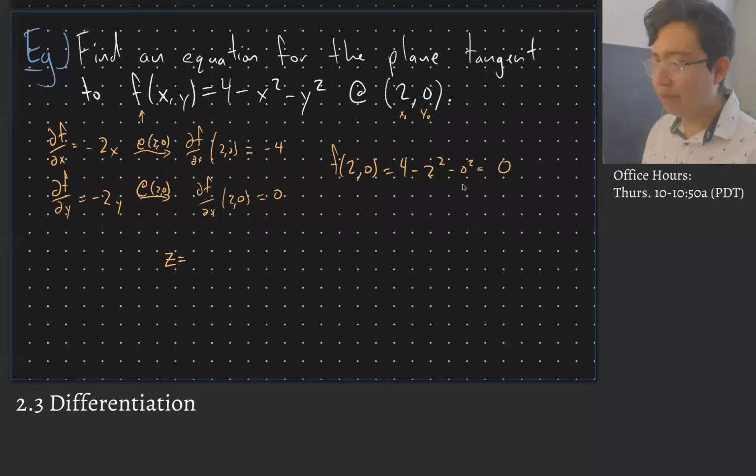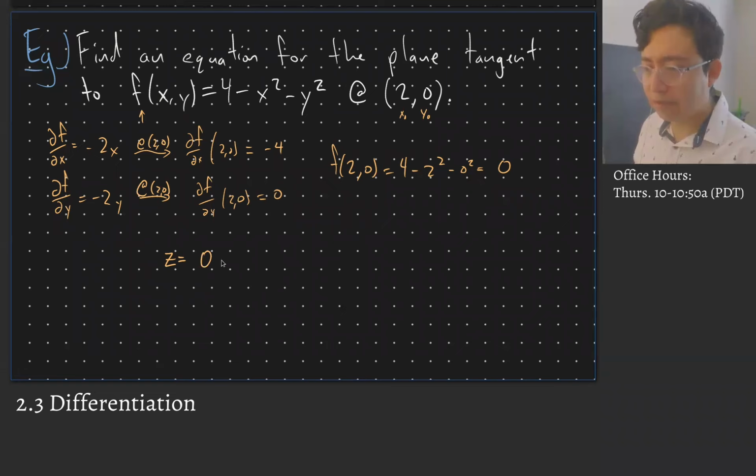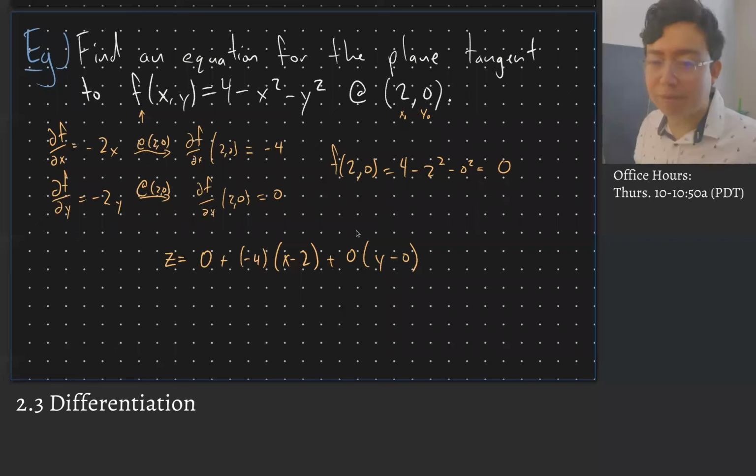This is 0, so we actually get a 0 out of here. A lot of zeros in this one, so the end result's going to be simpler. But in general, you might get numbers here, and so in your end result you might have more terms left over than I will. But you get 0 plus negative 4 times x minus 2 plus 0 times y minus 0. Right, so this is me just straight up plugging into that formula on the previous slide.